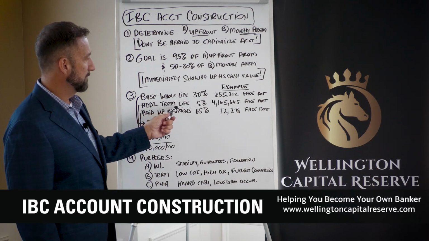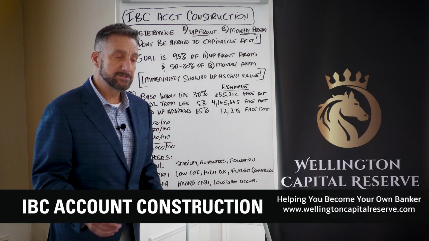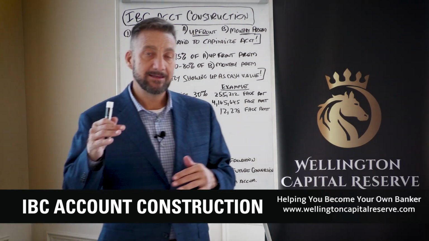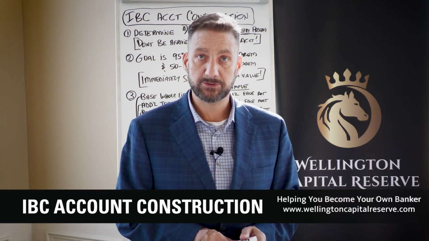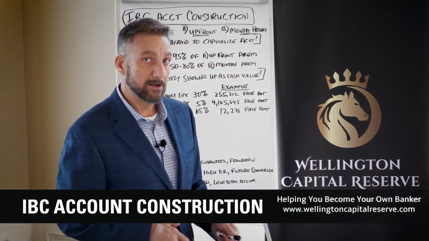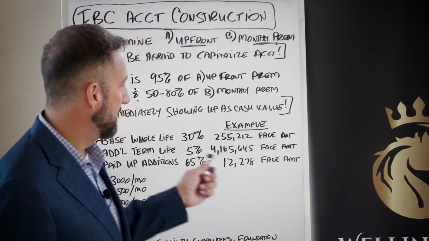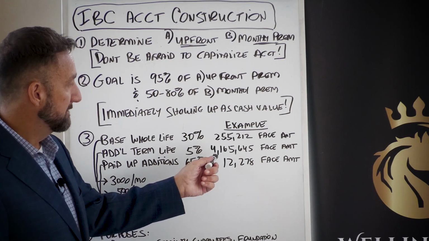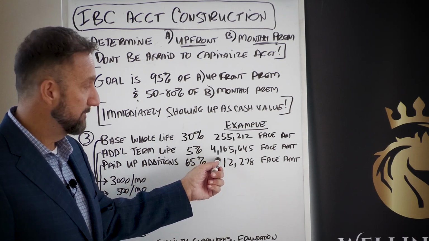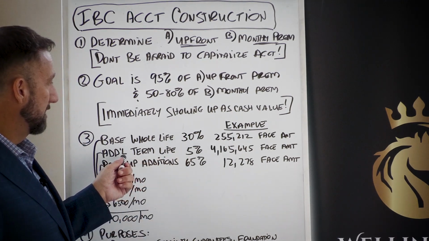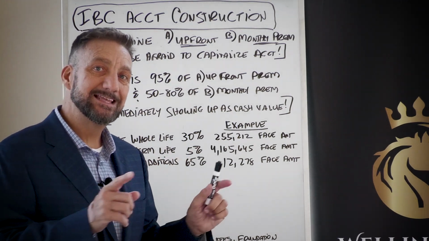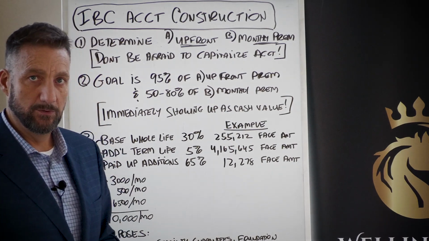Next is additional term life insurance. Why the term insurance? Because we have to add that in to prevent this policy from becoming a MEC, or a modified endowment contract. When it becomes a modified endowment contract, it's taxable. So we have to find a way by adding additional face amount or death benefit to keep that from becoming taxed. Now we do it in term life insurance because term insurance is less expensive than whole life insurance is.